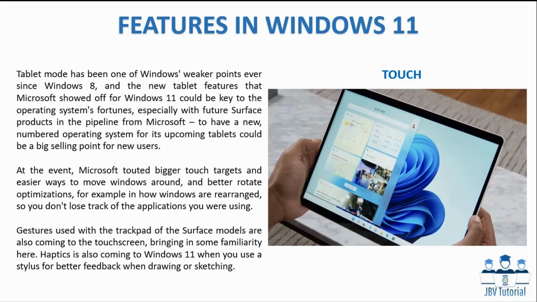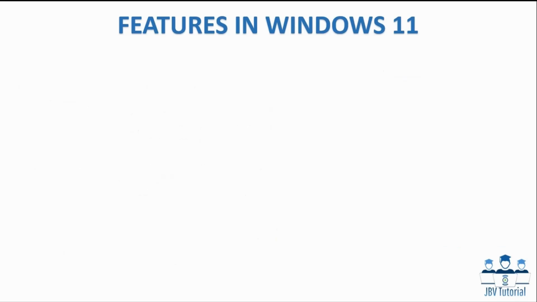At the event, Microsoft touted bigger touch targets and easier ways to move windows around, and better rotate optimizations, for example, in how windows are rearranged, so you don't lose track of the applications you were using. Gestures used with the trackpad of the Surface models are also coming to the touch screen, bringing in some familiarity here. Haptics is also coming to Windows 11 when you use a stylus for better feedback when drawing or sketching.